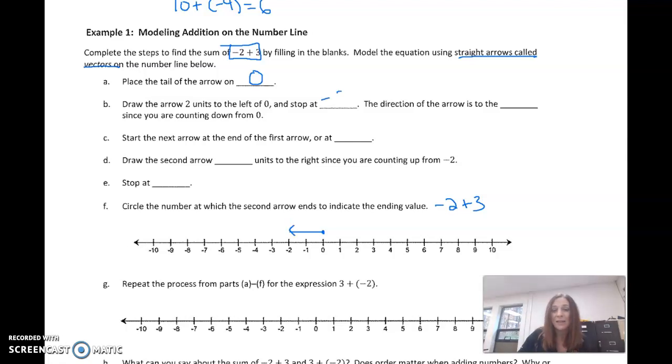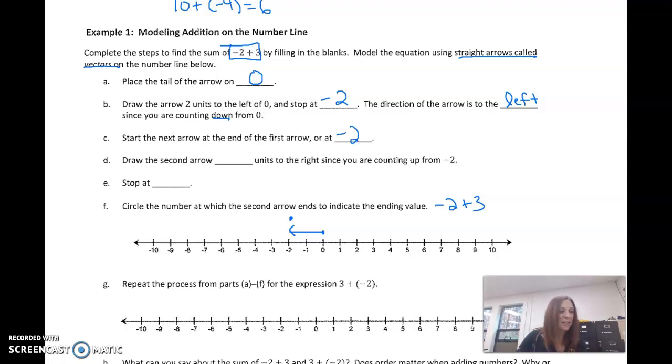And stop at negative 2. So I'm sorry for the confusion right there. We're still starting at 0. Eventually we won't. The direction of the arrow is to the left because you are counting down from 0. And that's what we did in lesson 4.1. We're counting down. Start the next arrow at the end of the first arrow, or at negative 2. Okay, so that's where we finished up.